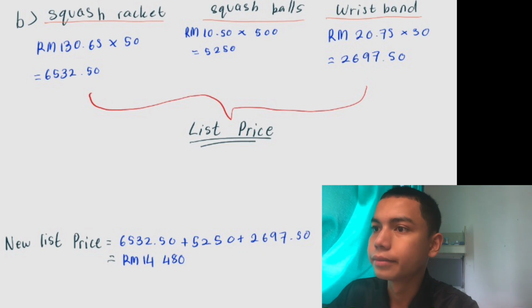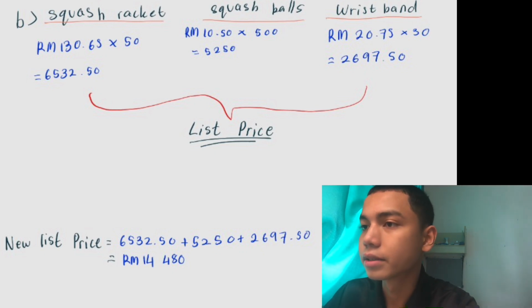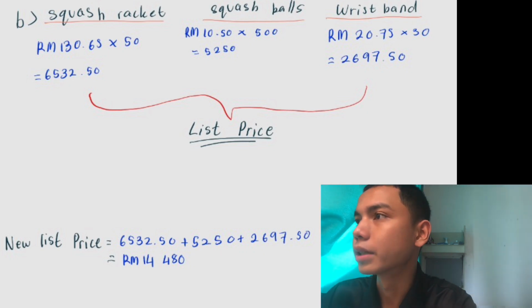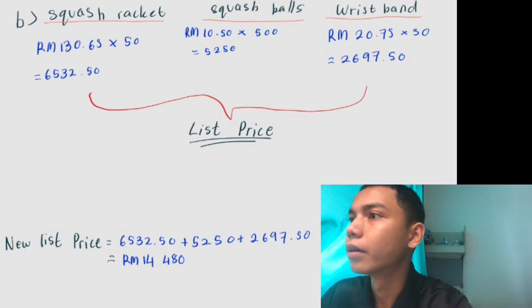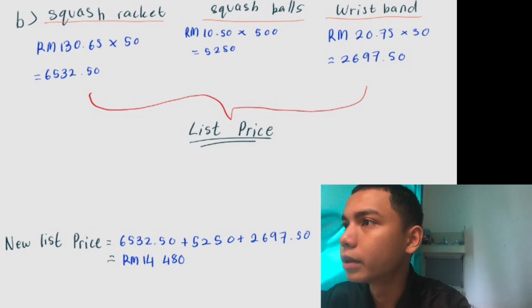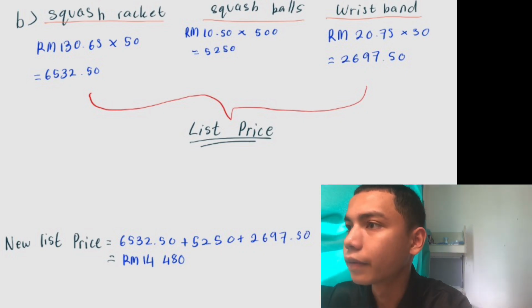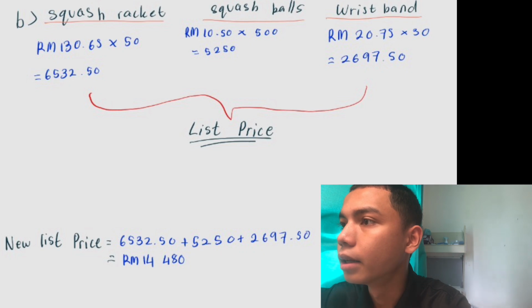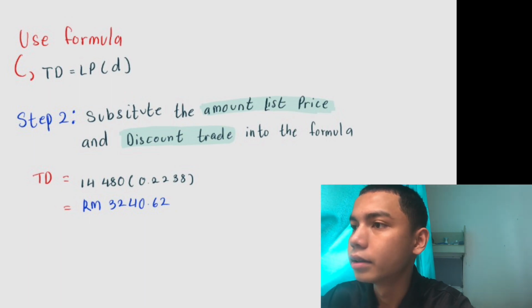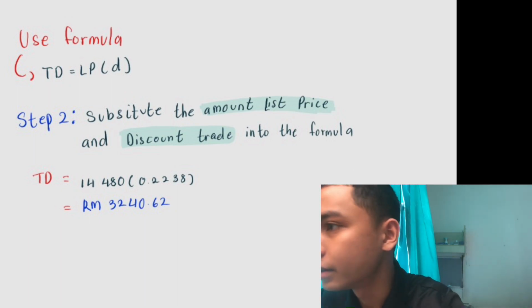Question 2b. The question asks us to find the amount of trade discount received. We list down the squash racket, squash balls, and wristband amount and value of the list price. To find the new list price, you will need to sum up the value of the list price. Okay, after you got the amount, which means 14,480 ringgit, you need to use this formula to find the trade discount amount received.